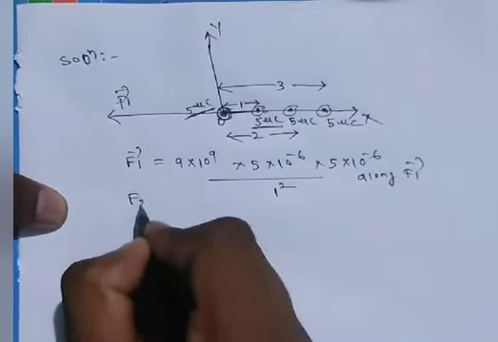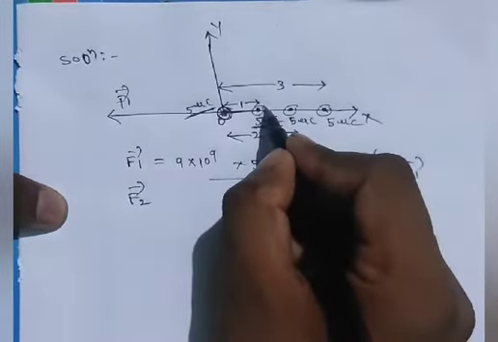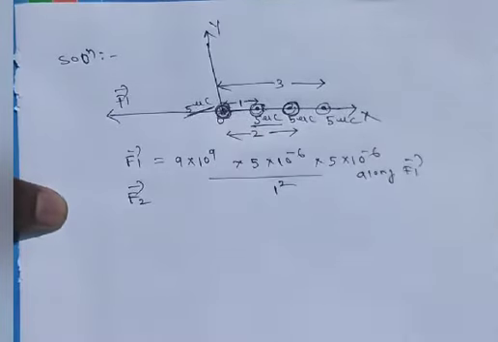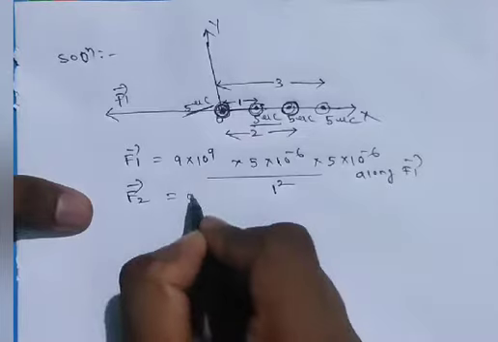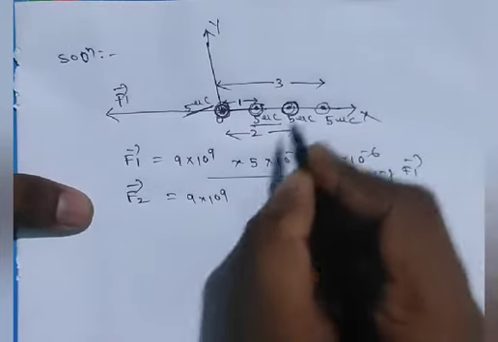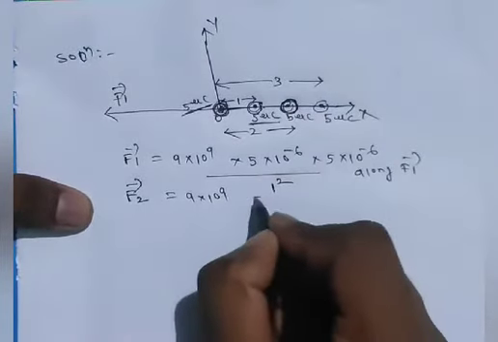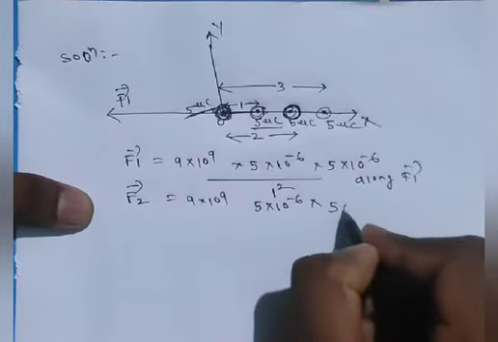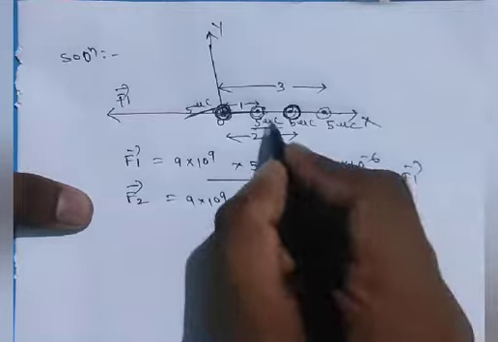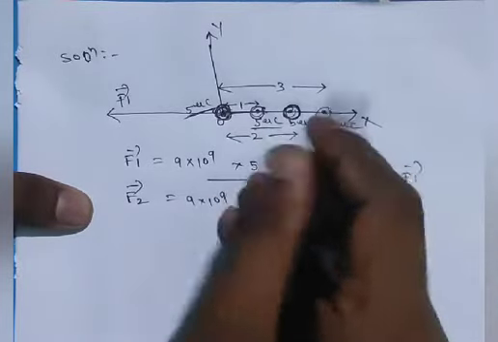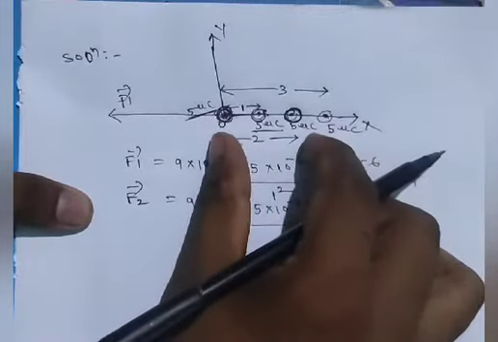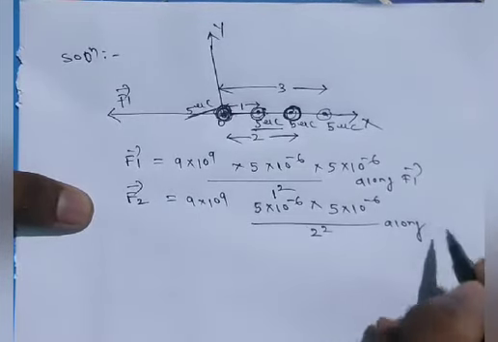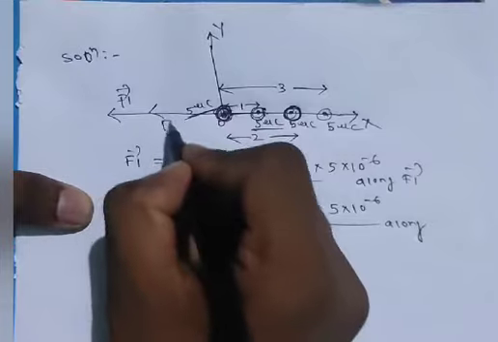Now force F2 will be the force due to 5 microcoulomb on this 5 microcoulomb. So that will be 9 into 10 to the power 9. Q1 is 5 microcoulomb, meaning 5 into 10 to the power minus 6 coulomb. Q2 is 5 into 10 to the power minus 6. Here R is how much? From this to this will be 2 meters, meaning 2 square, along F2, same direction.